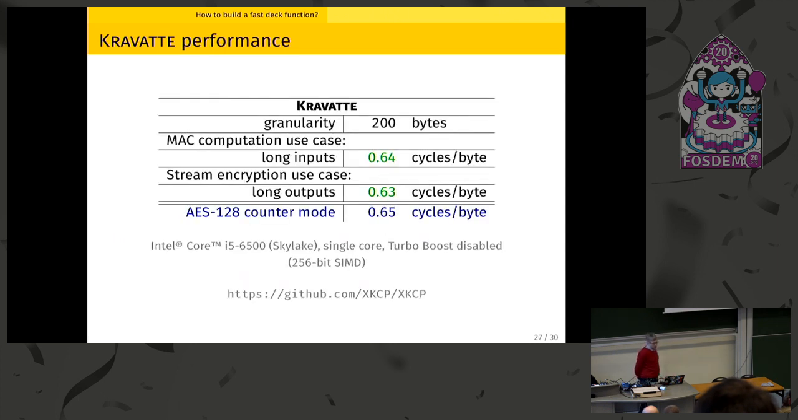So, performance figures, so that's Cravate on a Skylake processor. Skylake is a fairly common processor nowadays. It has AVX2 instructions. AVX2 are 256-bit SIMD instructions. And using that, we can implement Cravate with a speed that is slightly faster than AES in counter mode on that platform. Bear in mind that on this platform, there is the AES-NI instruction. So basically, the AES implementation is a hardware implementation, whereas Cravate uses just the general purpose vector instructions on that machine.